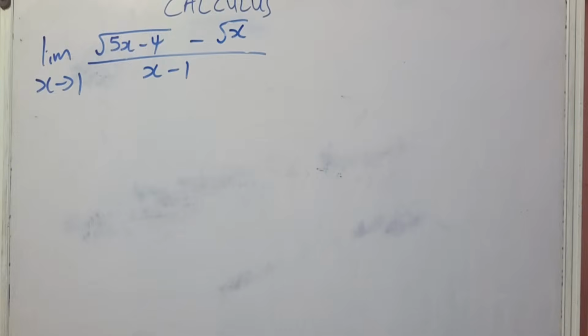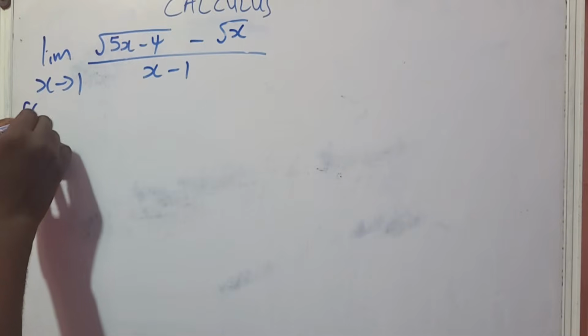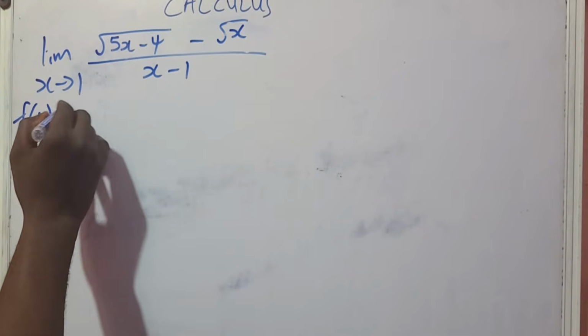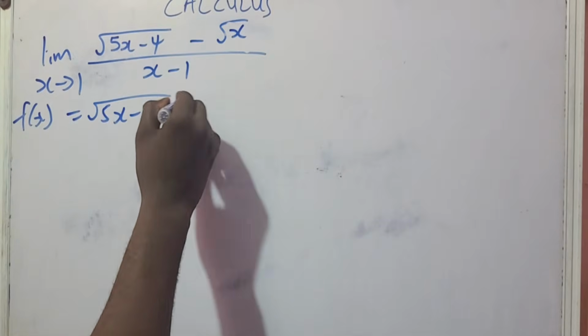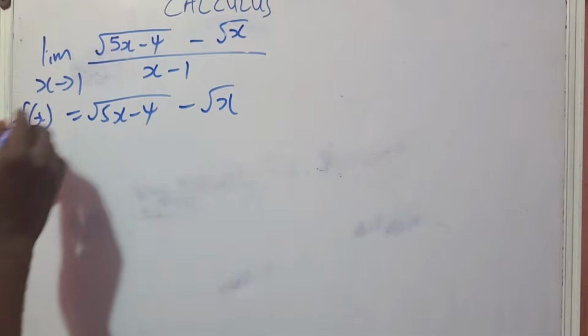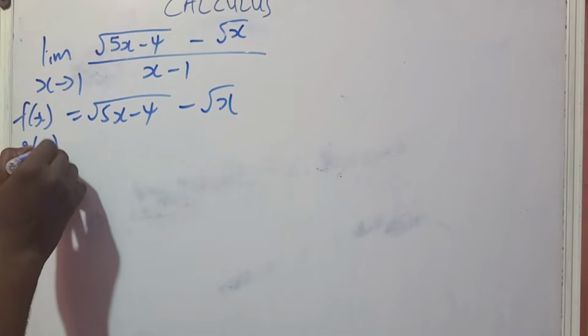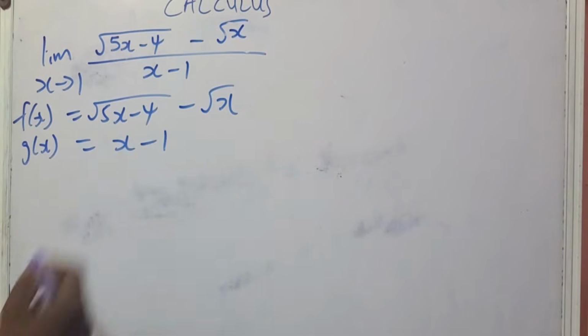Quite simple. Now, what does L'Hopital rule say? So we have to define our functions. Numerator, we call it function f of x. It's square root of 5x minus 4 minus square root of x. And what is our g of x? Our g of x is x minus 1. That's the first step under L'Hopital rule, right?